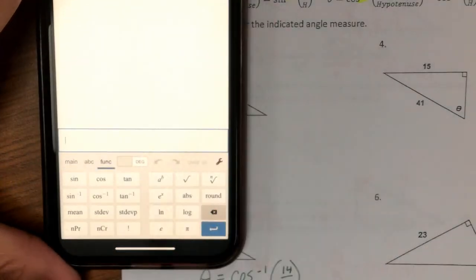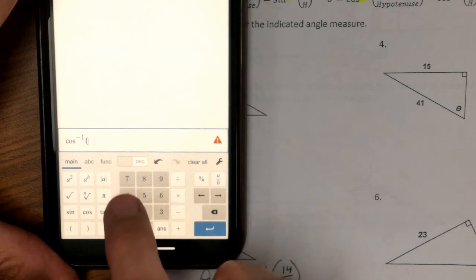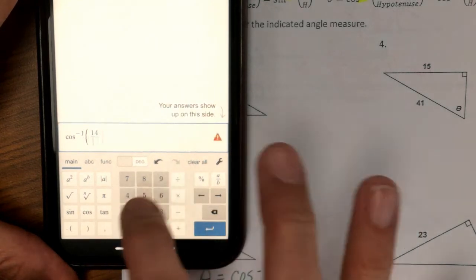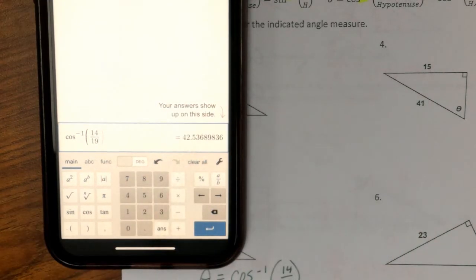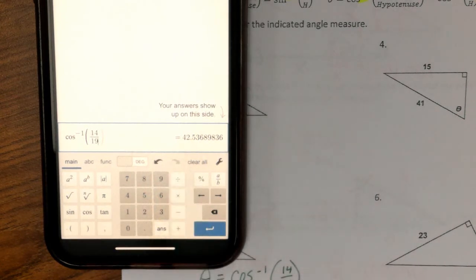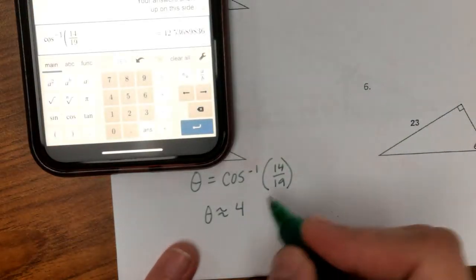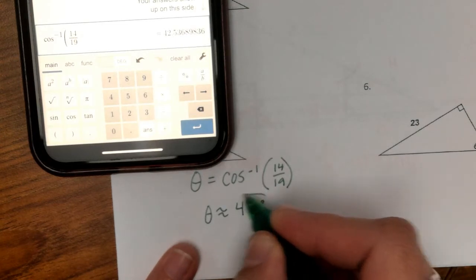Then we go to our calculator, go to our function, and go to the inverse cosine, then back to main, 14, divided by 19. We round to the nearest whole number like we did with the others, so we wind up with approximately 43 degrees. So theta will be approximately 43 degrees.